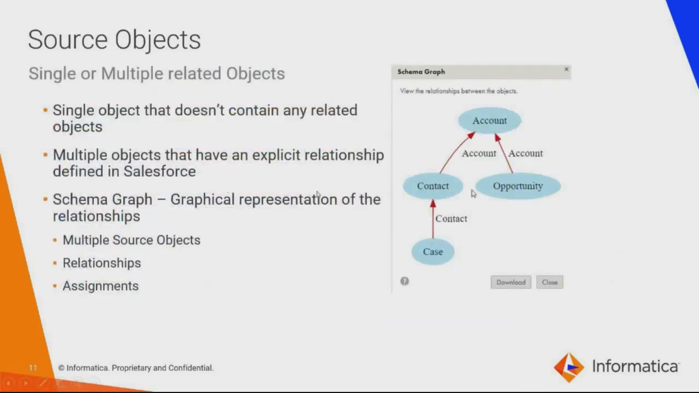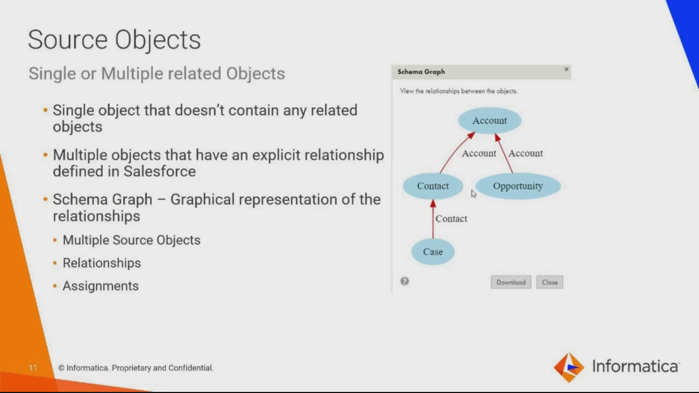While creating a data masking task, the first step is to choose or select the source objects from your Salesforce production instance, let's say. A single object means one which will not have any related objects and so forth. You choose multiple objects when there is an explicit relationship defined in Salesforce. For example, account is related to a given opportunity and a contact.